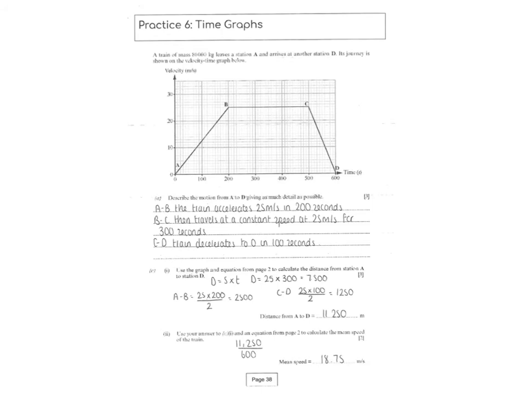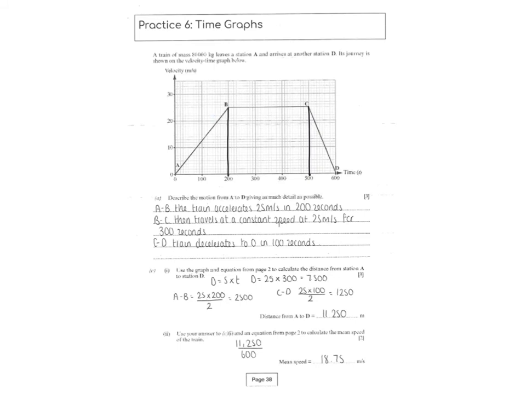Use the graph and the equation to calculate the distance from station A to station D. The distance is speed times time. So we have to work it out for all 3 different sections: between A and B, B and C, and C and D. Distance equals speed times time. So the speed is 25 metres per second. The time it travelled in is 200. Because it's an acceleration, we have to divide by 2, like calculating the area of a triangle, which gives me an answer of 2,500.